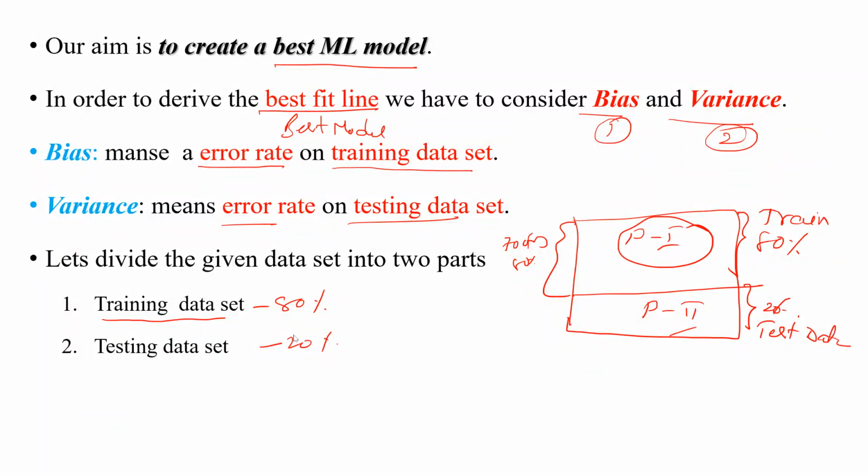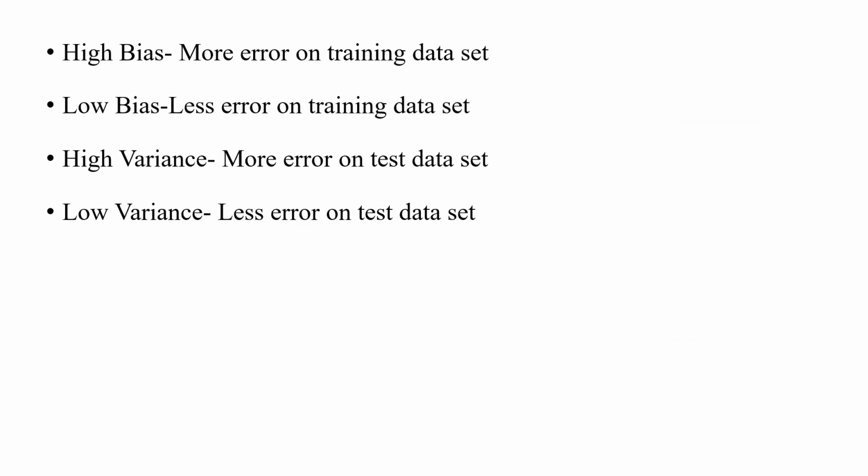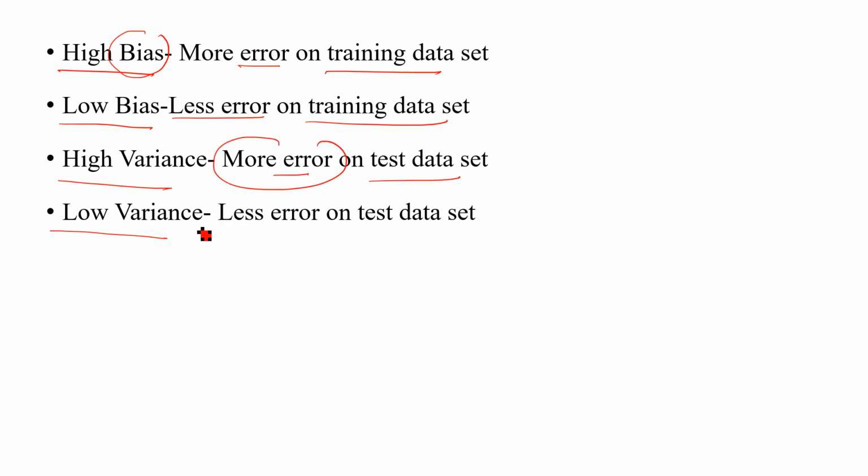So here there are 4 different errors: high bias, low bias, high variance and low variance. Bias means the error in the trained data set. High bias means more error on the trained data set, low bias means less error on the trained data set. High variance means more error on the test data set, low variance means less error on the test data set.